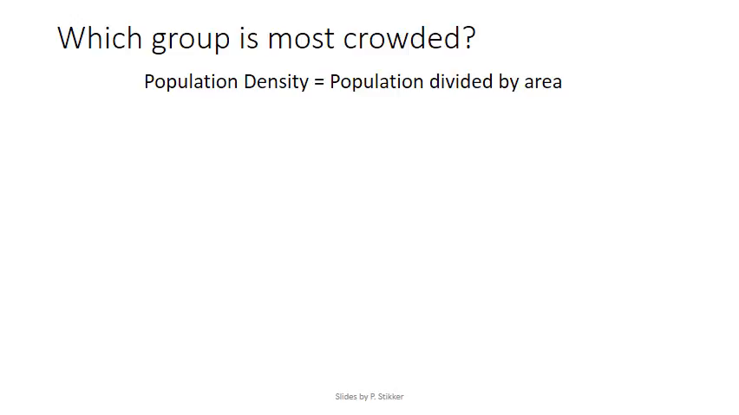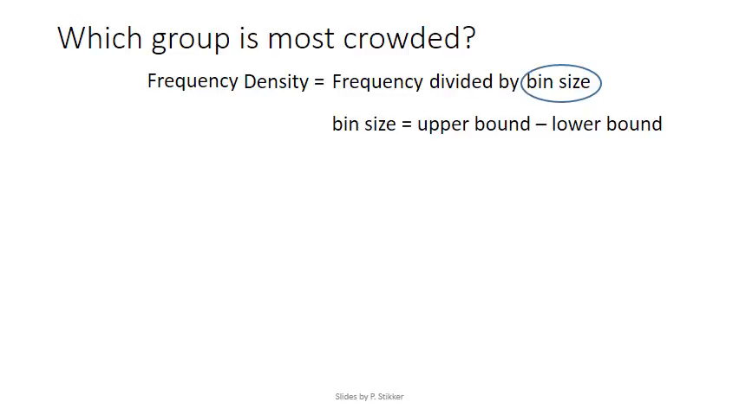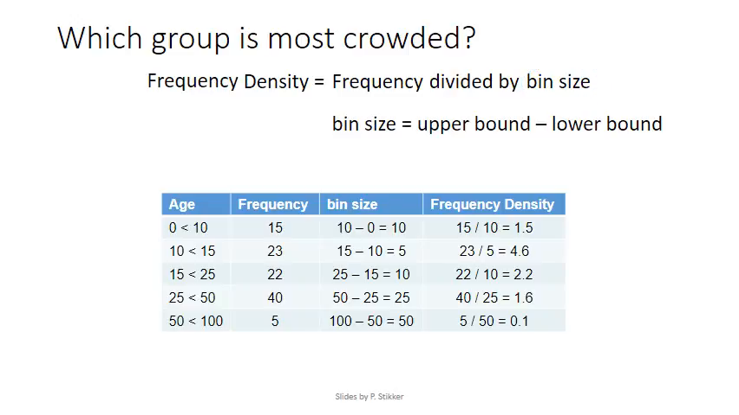Instead of population, which is the number of people living somewhere, we have frequencies. So we substitute the word population by frequency. Instead of area, we have bins, or actually bin sizes. So frequency density is nothing else than the frequency divided by bin size. The bin size in itself is the upper bound of the bin minus the lower bound of the bin. Here's an example of how this can be calculated. So, for example, for the age group 0 but under 10, we have an upper bound of 10 and a lower bound of 0.